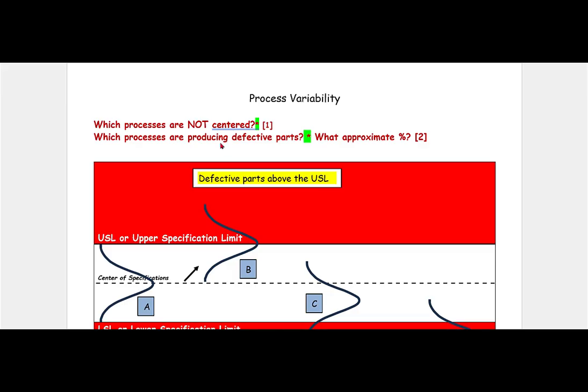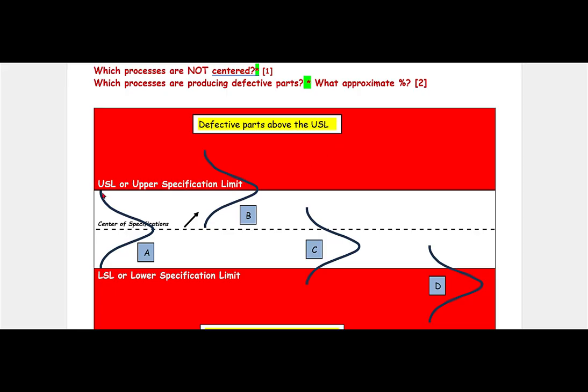Which processes are producing defective parts? What approximate percent? I've talked about that. This one, we are making essentially no defective product. This one is making 50%. This one's probably 10%. And when I'm coming up with these numbers, I'm saying this area with regard to this area, what's that ratio? This one, again, I said was 70, 80%, something like that. You know it's going to be over 50 because this one is 50 right at the halfway point.